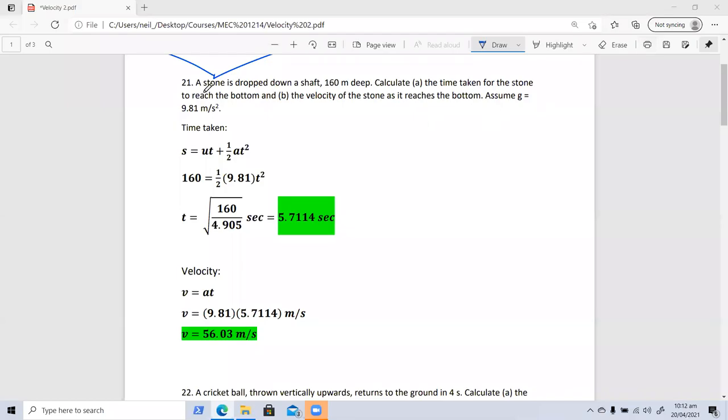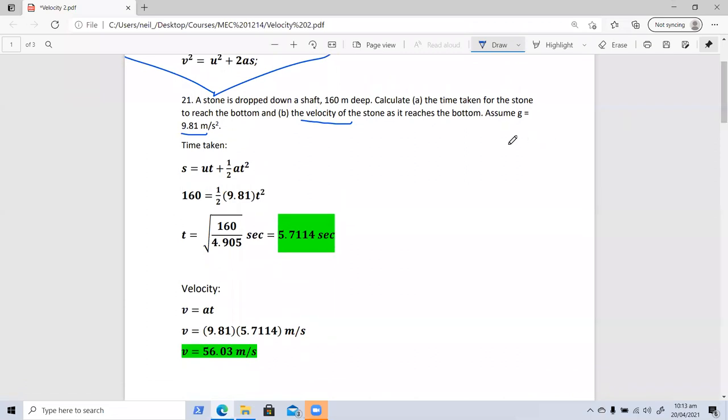Okay. So a stone is dropped down a shaft 160 meters deep. Calculate A, the time taken for the stone to reach the bottom, and B, the velocity of the stone as it reaches the bottom. Assuming G, the gravitational constant, to be 9.81 meters per second squared.